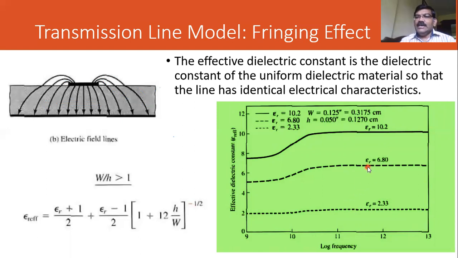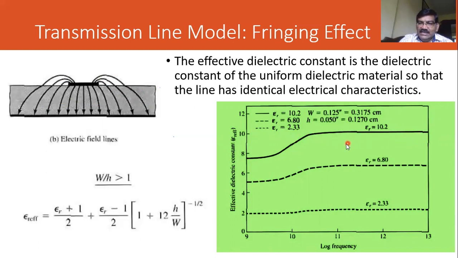But as we go to a higher dielectric constant, epsilon R equal to 6.8, where the actual substrate has a dielectric constant of 6.8, the effective dielectric constant is the same for the range of frequency till 10. If you go beyond this frequency, there is an increase. The effective dielectric constant has a significant change at the higher frequency. And if you go to a higher value of epsilon R, that is 10.2, it has a drastic change.